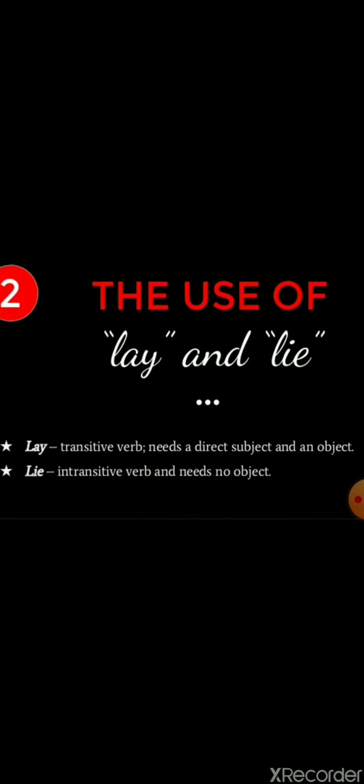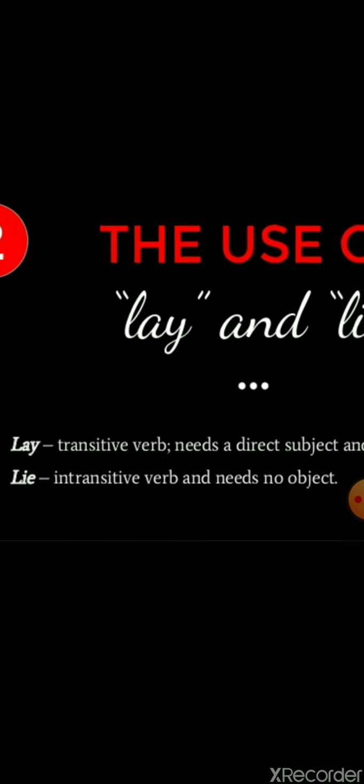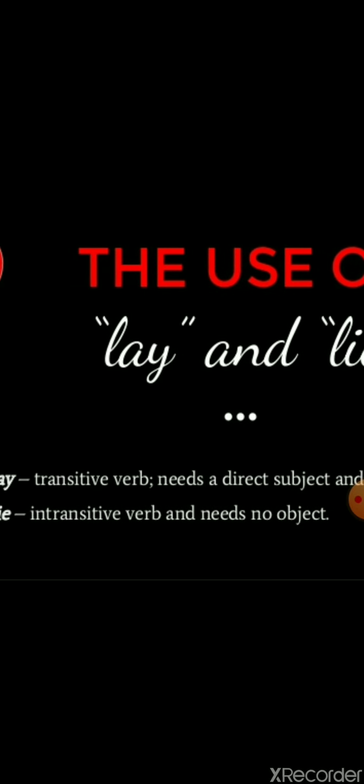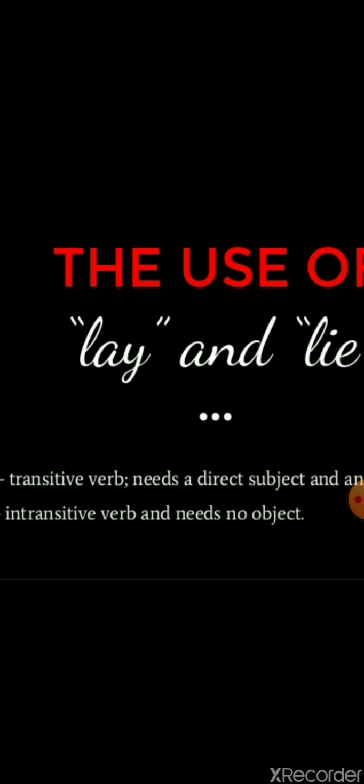Second common error, lay and lie. Where to use lay and where to use lie correctly. Lay is a transitive verb and needs a subject and an object. Transitive, intransitive verbs, you all have done. Lie is an intransitive verb and needs no object.